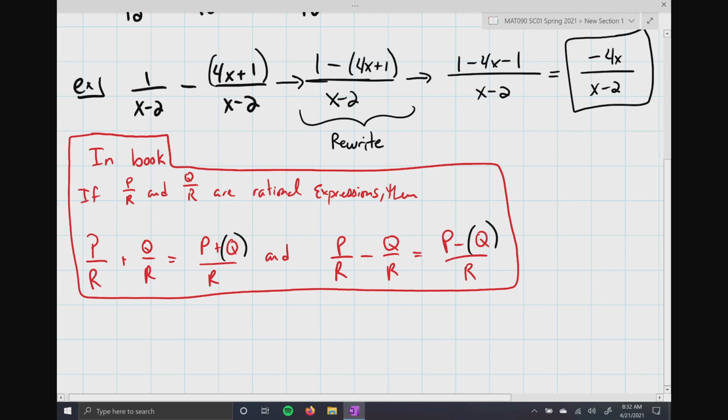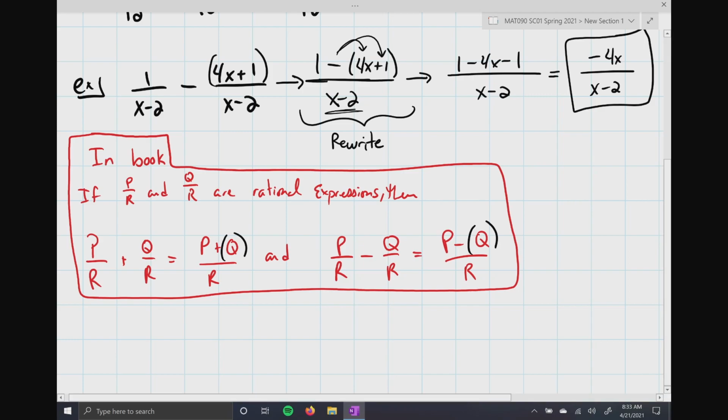The original problem was 1 over x minus 2 minus (4x plus 1) over x minus 2. We're subtracting fractions here. We're subtracting rational expressions. So I rewrite it so that I have one denominator, x minus 2, and I rewrite the entire numerator. And I always put that second numerator in parentheses. So I get 1 minus the quantity of 4x plus 1. Then I have to distribute the negative sign. So that's how I got 1 minus 4x minus 1 all over x minus 2.